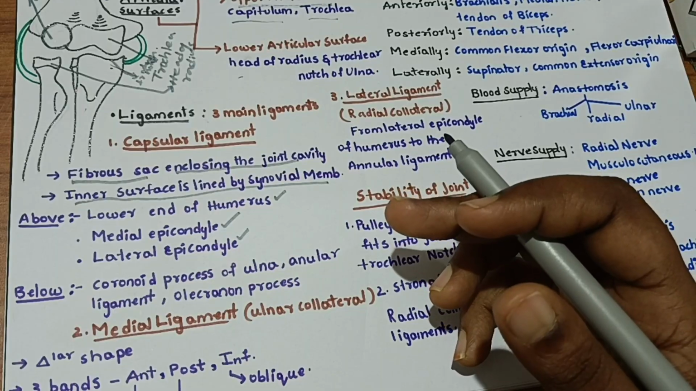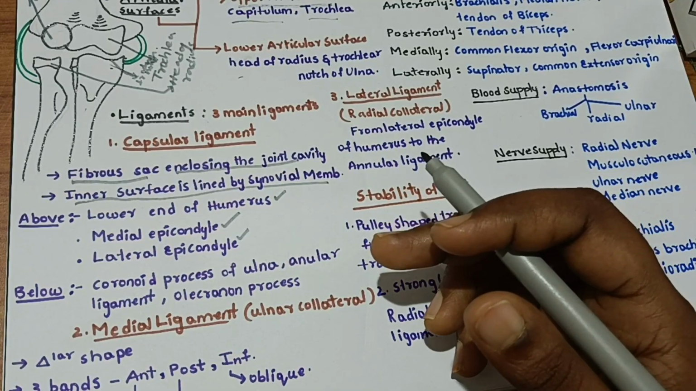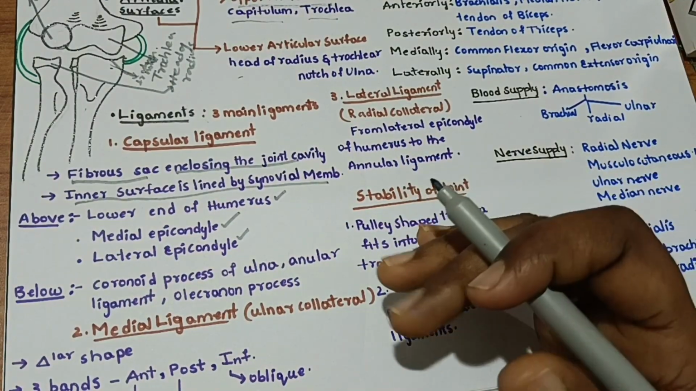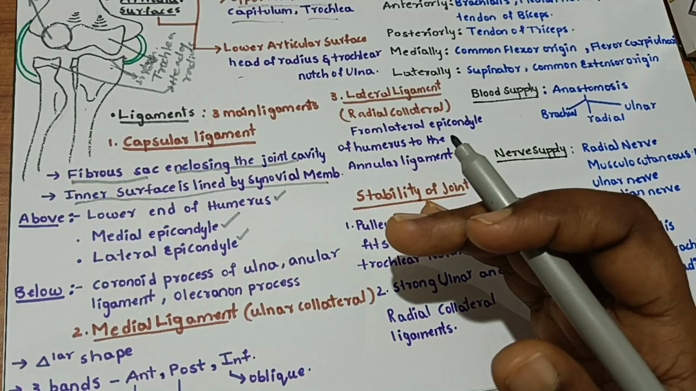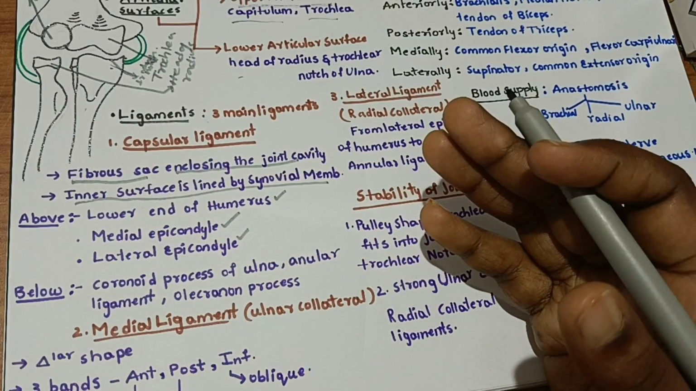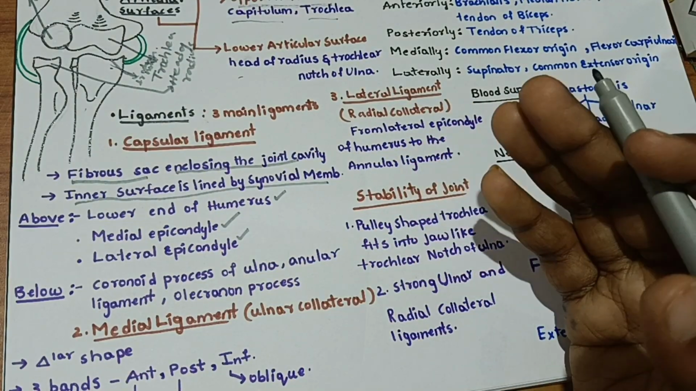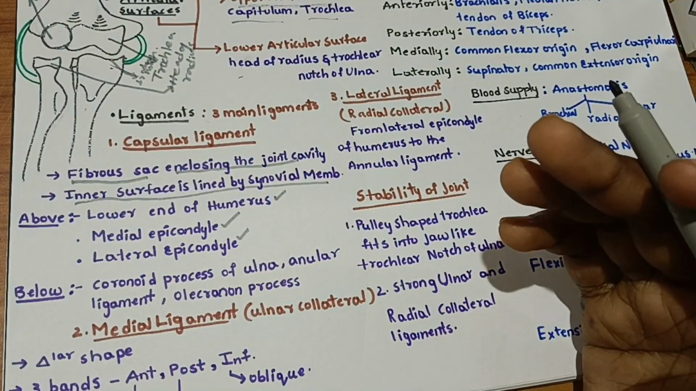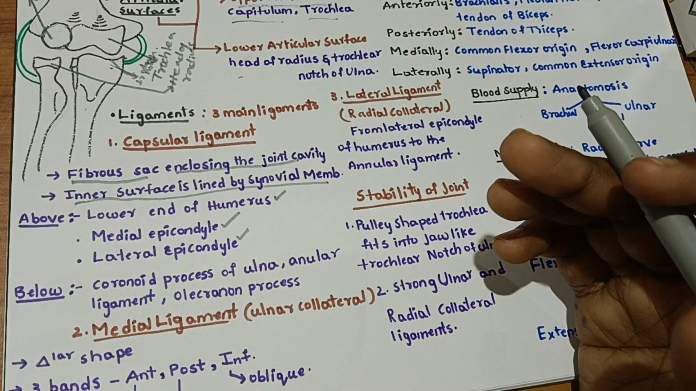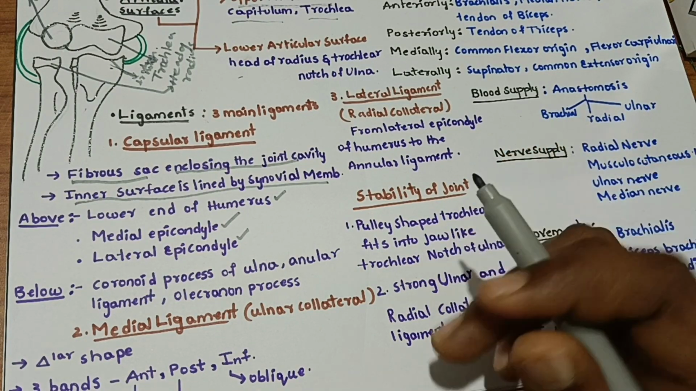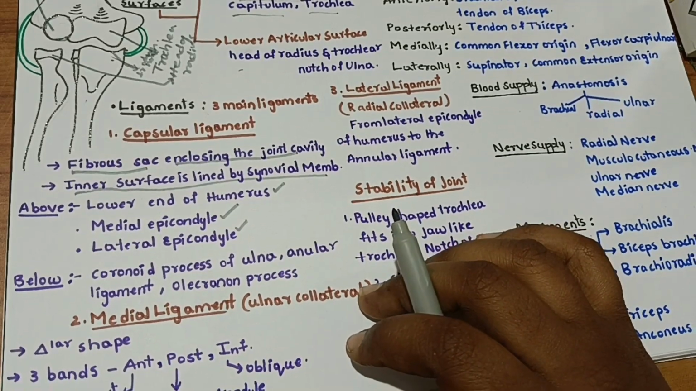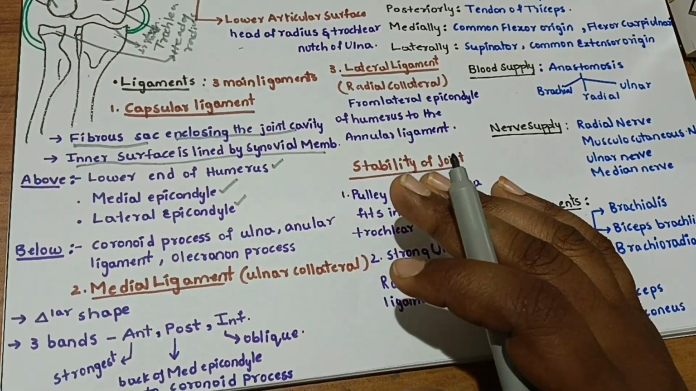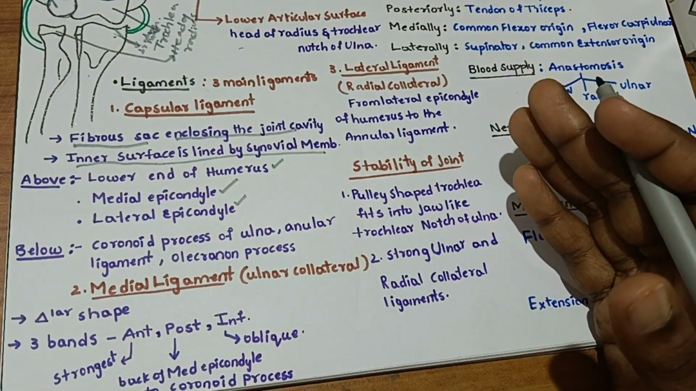The capsular ligament is a fibrous sac enclosing the joint cavity, which is lined internally by synovial membrane. Above, it is attached to the medial and lateral epicondyles. Below, it is attached to the coronoid process of ulna, annular ligament and olecranon process. Now, the medial ligament. It is presented medially, so it is known as the medial ligament.